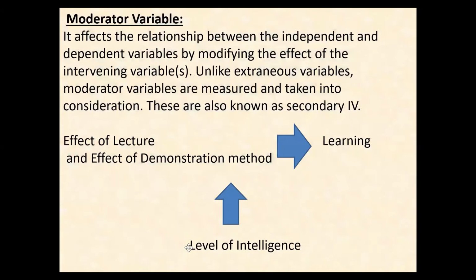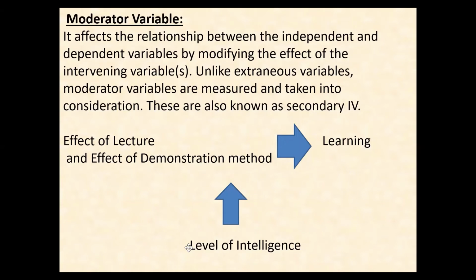Second is the moderator variable. It affects the relationship between the independent and dependent variable, by modifying the effect. Unlike extraneous variables, moderator variables are measured and taken into consideration, because they are also known as secondary independent variables. So if we want to see the effect of different types of teaching methods upon learning, then level of intelligence would serve as a moderator variable.